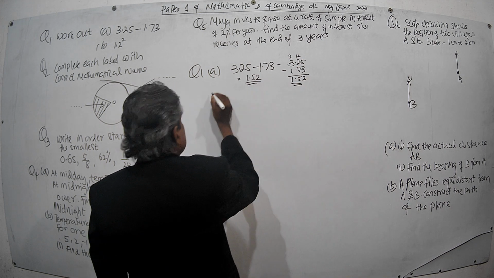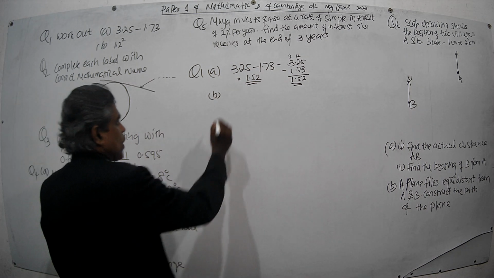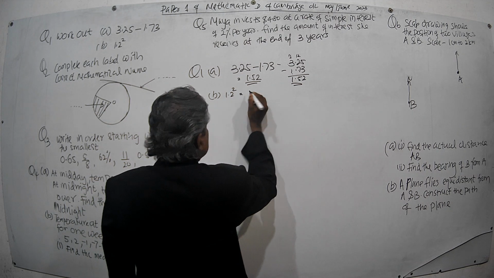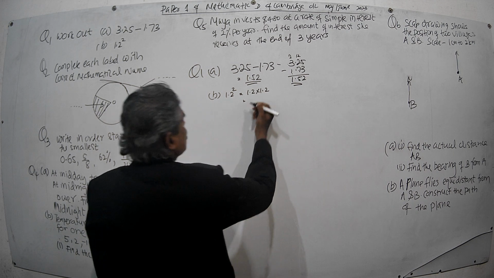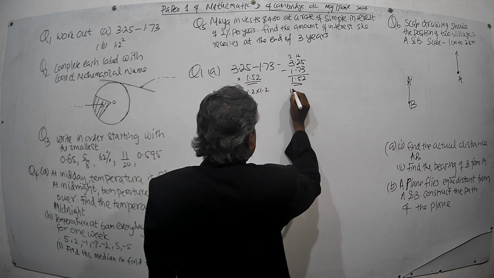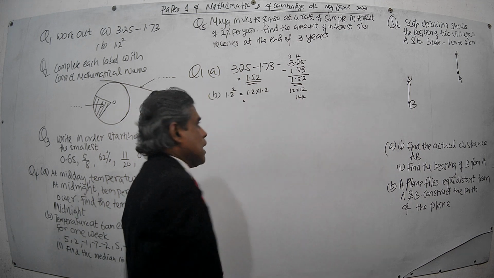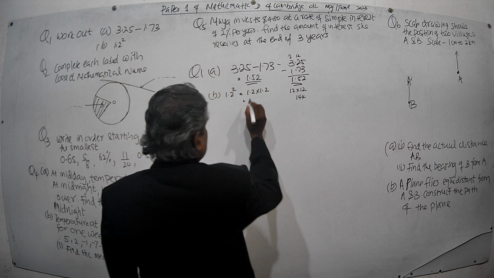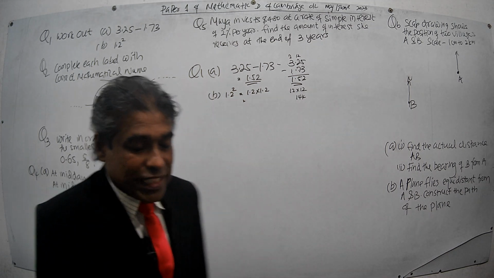But then B. What is B? B is 1.2 squared. This is 1.2 times 1.2. Then you multiply without decimals, 12 times 12, you know, times tables. 12 times 12 is 144.